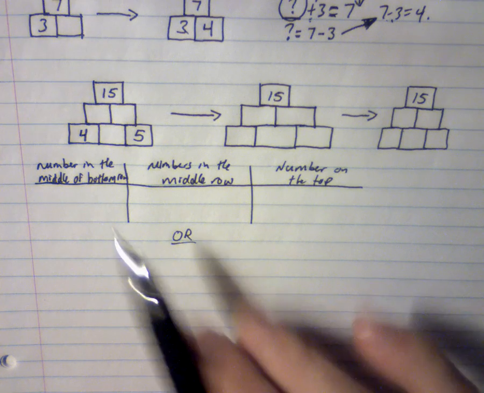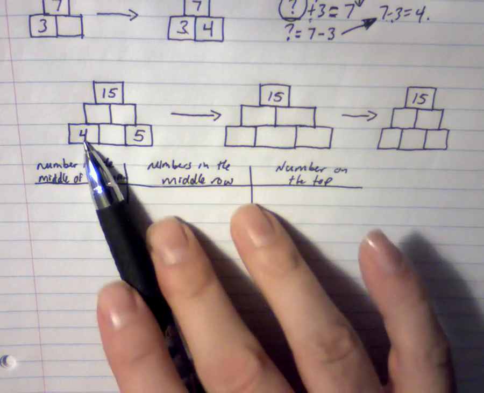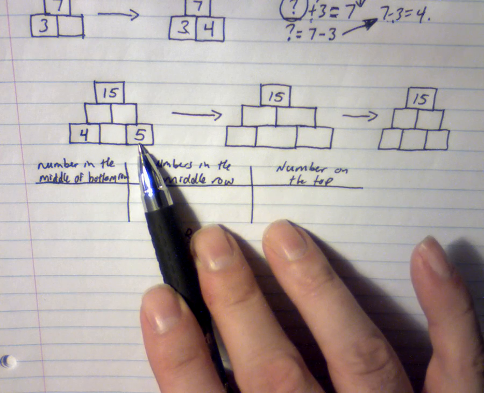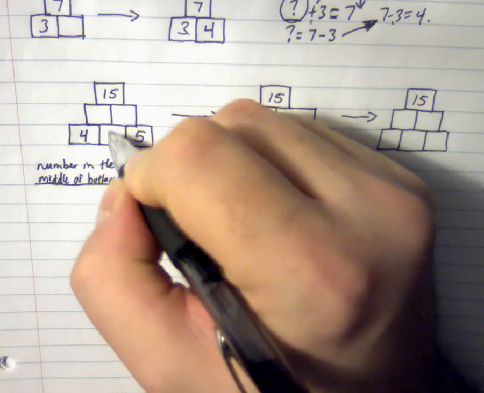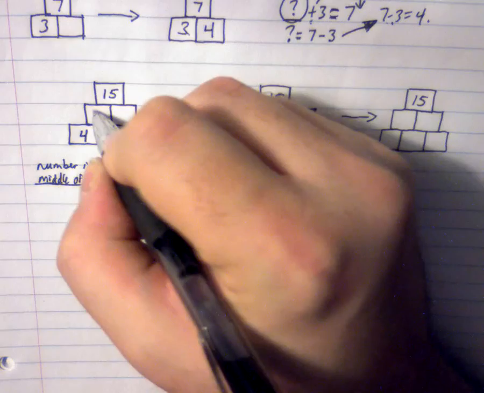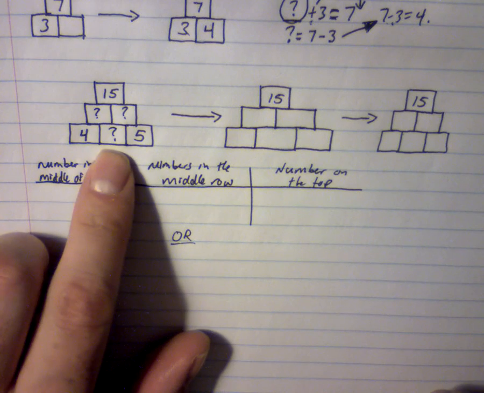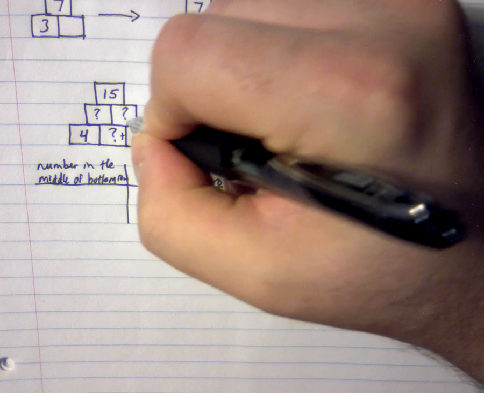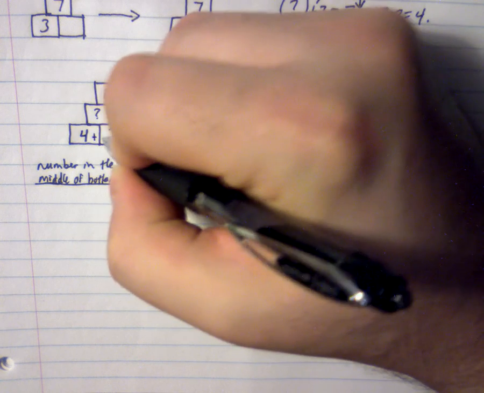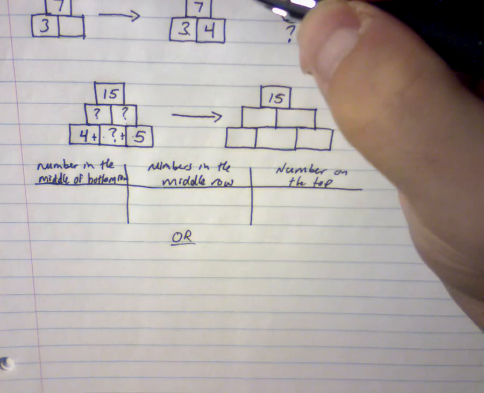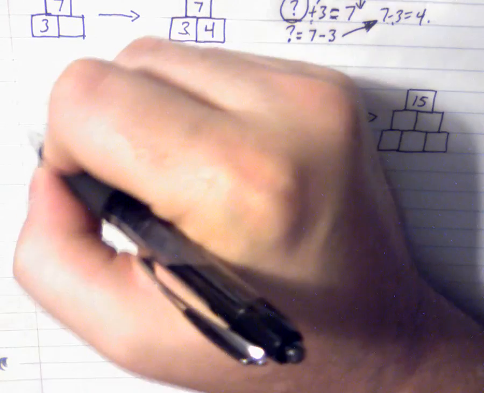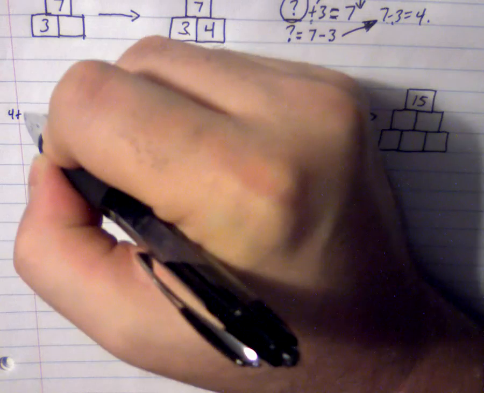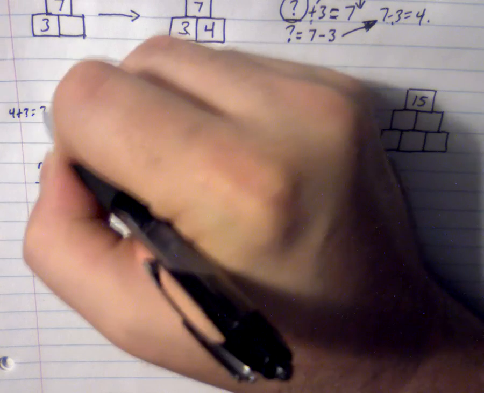Instead of two numbers being on the bottom, we actually have three numbers on the bottom. We don't know what one is, question mark. We don't know what these two are because we don't know what the numbers are on the bottom. So what we need to do is figure out, this plus 5 is going to give us this answer right here. 4 plus this is going to give us this answer. So we have basically 4 plus question mark equals a question mark.